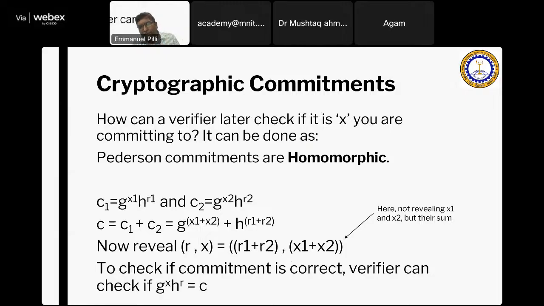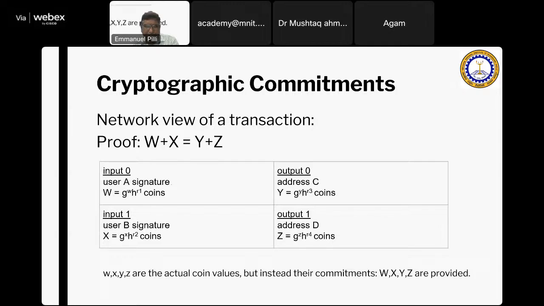So how can a verifier later check if it is the x you are committing to? You use this because they are homomorphic. So if C1 is g^x1 h^r1, and C2 is g^x2 h^r2, then you have C equal to C1 plus C2, or g of x1 plus x2, h of r1 plus r2. So when you reveal r, which is r1 plus r2, comma x1 plus x2, the verifier can check if g power x h power r is equal to C, because the whole calculation you don't have to do. You just have to calculate whether g^x h^r is C, because C is C1 plus C2, which is the value that we are trying to calculate.